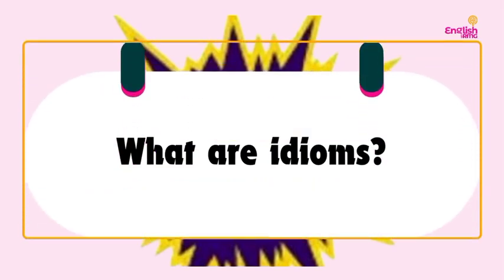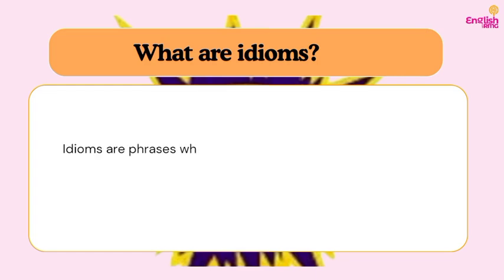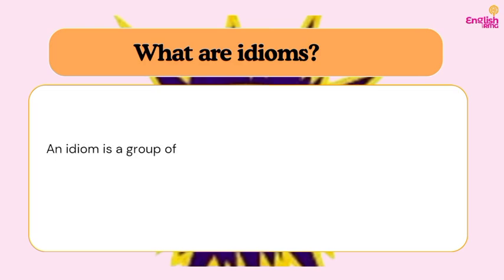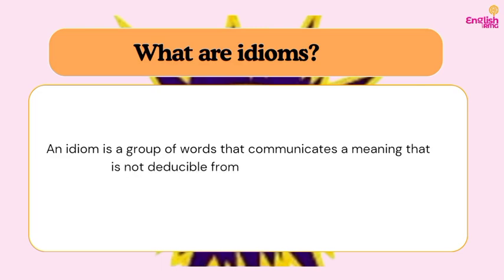But before we go into the questions, what are idioms? Let's talk about idioms for a moment. Idioms are phrases which cannot be understood simply by looking at the meaning of the individual words in the phrases. In other words, an idiom is a group of words that communicates a meaning that is not deducible from the individual words. What do I mean by that? By looking at the individual words in a phrase or a group of words that is an idiom, you cannot tell the meaning just by doing that.